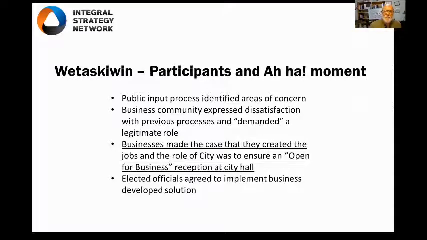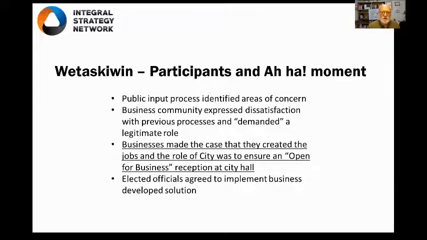The public input process identified a number of significant areas of concern, which actually get into the community development world as opposed to business investment attraction. They were not ready to attract investment. They did not have what they felt was an appropriate community setting that would attract business investment in a successful way. The business community expressed a significant amount of dissatisfaction with previous processes, and they legitimately demanded a real role in the development of the strategy.